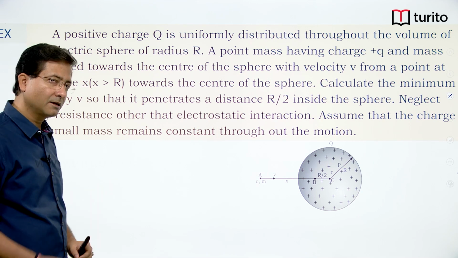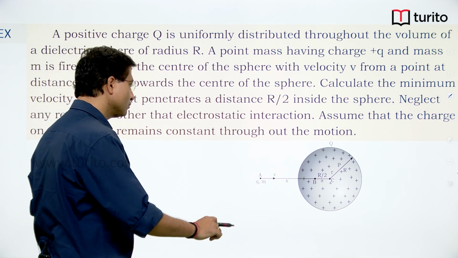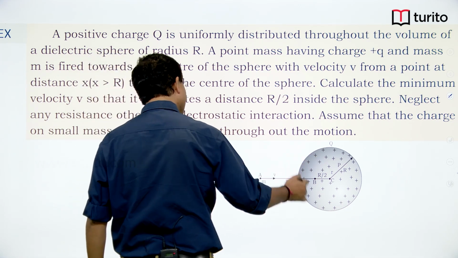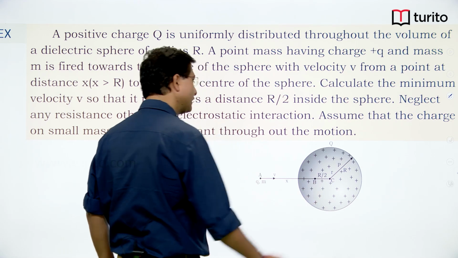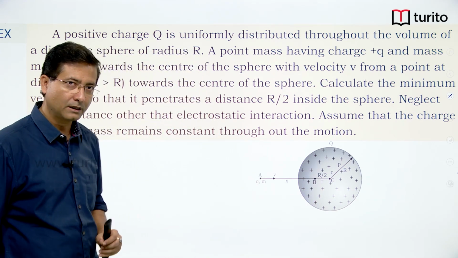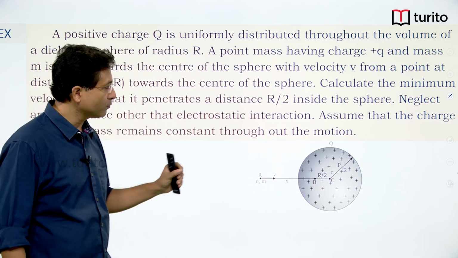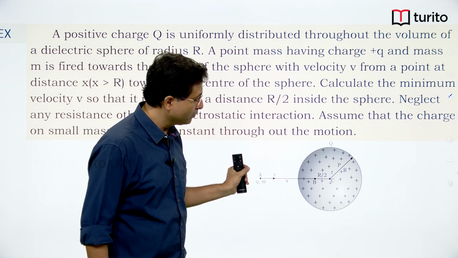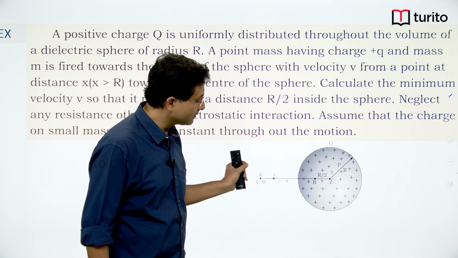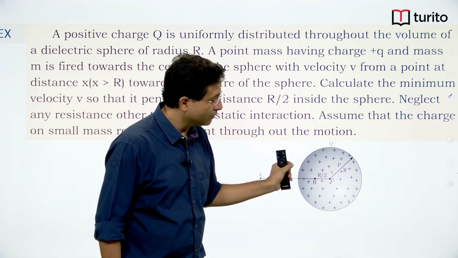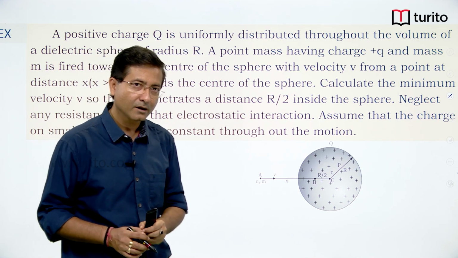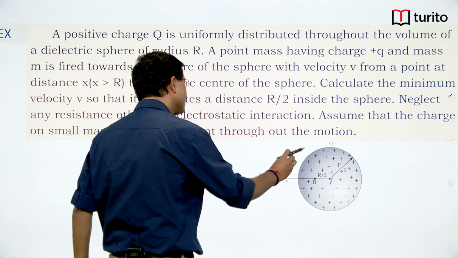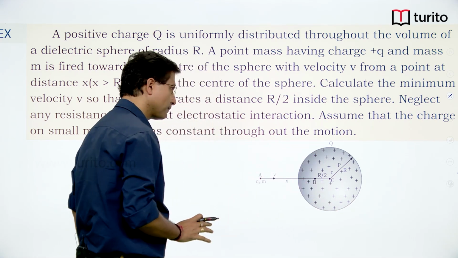So, this example says that I have one particle and I want to make it penetrate into a sphere up to radius r by 2, right. So, we got one positively charged particle and we want to make it reach to radius r by 2 inside a sphere. So, charge is distributed over space and there is no resistance offered by the sphere.